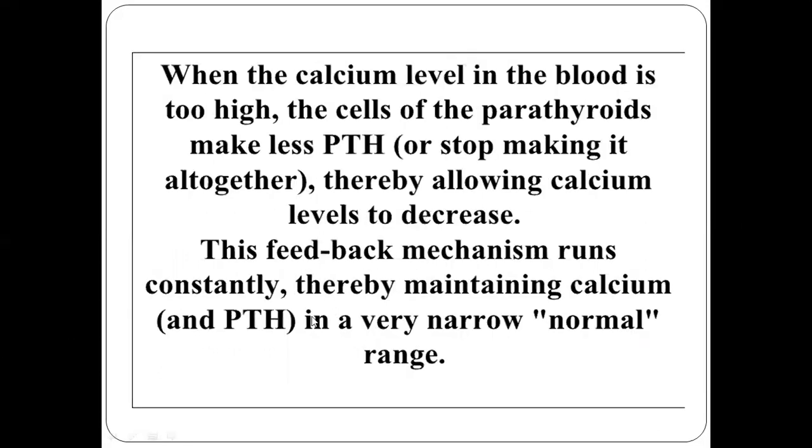So when the calcium level in the blood is too high, what happens? This is a negative feedback for the parathyroid gland, and it will not release the PTH, thereby allowing the calcium levels to decrease. This feedback mechanism runs constantly, thereby maintaining the calcium in a very narrow, normal range.